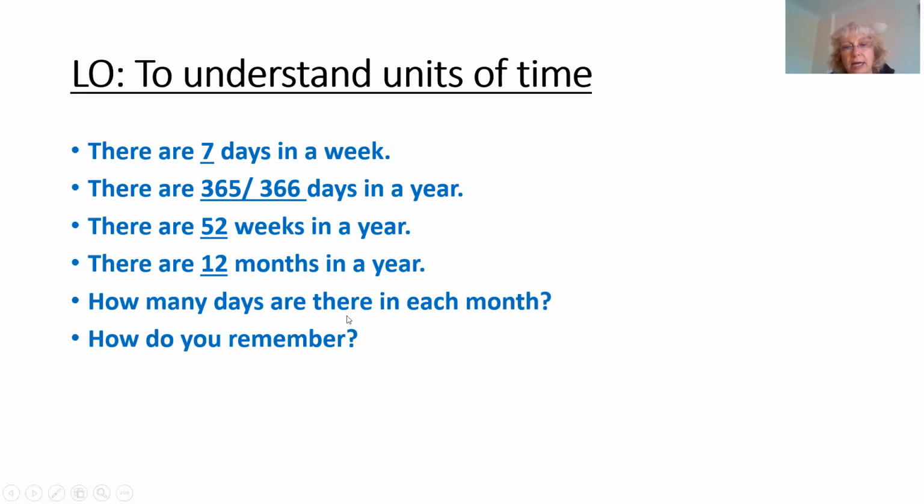And then how many days are in each month? So I remember it from the poem. 30 days have September, April, June and November. All the rest have 31, except in February, which has 28 normally and 29 on a leap year.